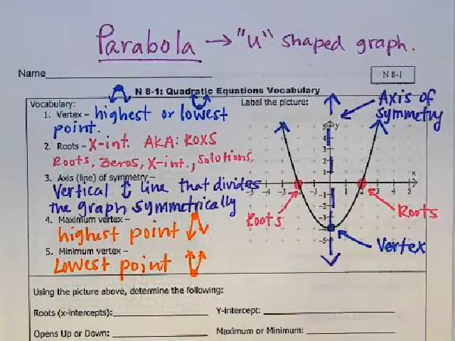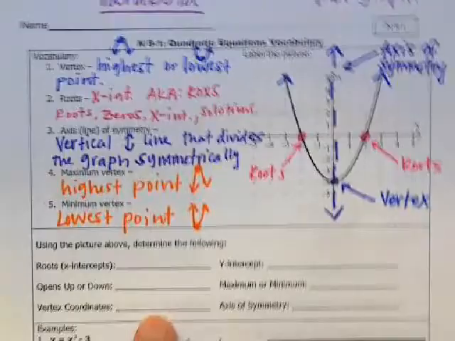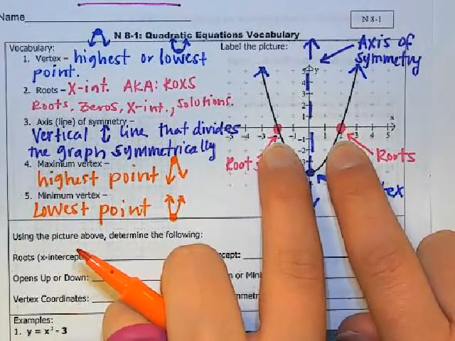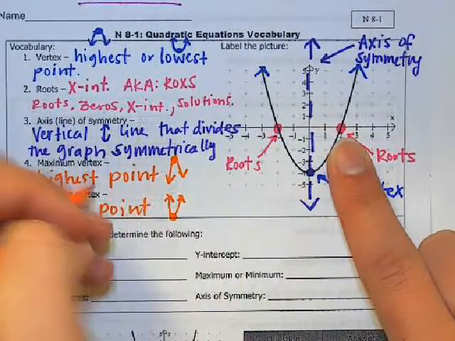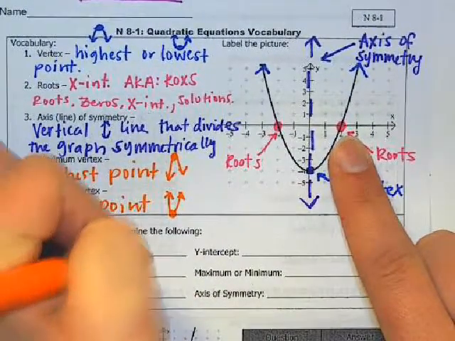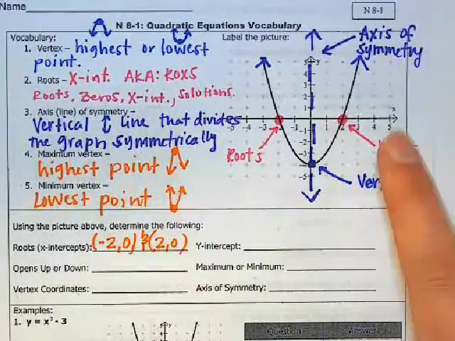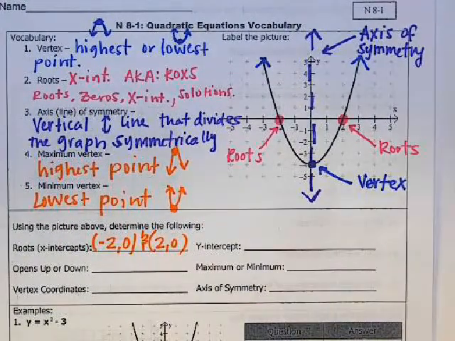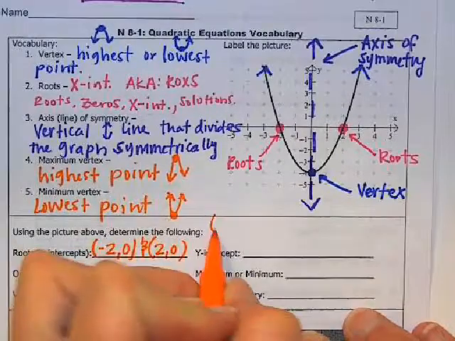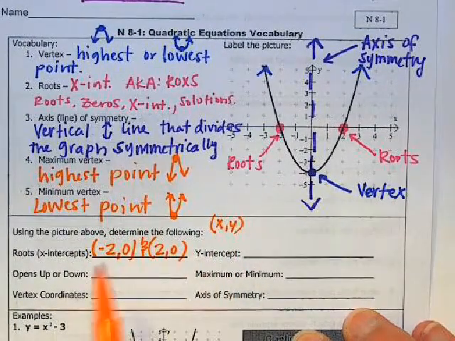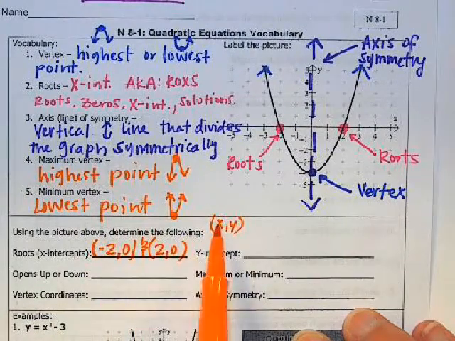All right, it says using the picture above, determine the following. My roots. Well, what does roots mean? X-intercepts. So where are my x-intercepts? -2 and +2. Okay, but we're going to write them as ordered pairs. (-2, 0) and (2, 0). Because it's x-intercepts, your numbers go in the x spot of the ordered pair. Everybody knows that an ordered pair is x comma y, right? Because I'm talking about x-intercepts, my numbers go in the x spot of that ordered pair.